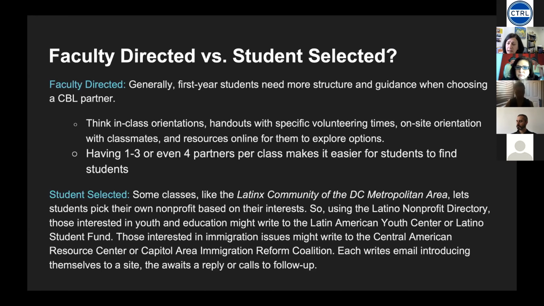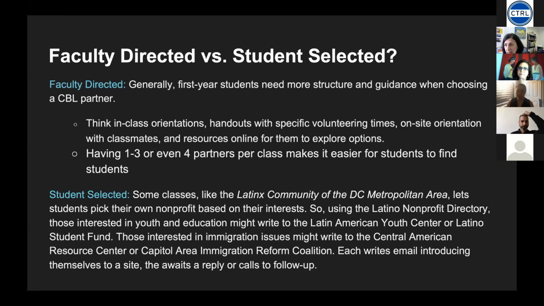So I ask them to write to a few, and then often the site will want to see their resume or talk to them in person or via phone. And then they'll select a site, and then they'll have to hand in a form to me that says, this is the site I'm going to be at. This is my contact person. This is their email. This is their phone. And kind of vaguely, this is what I'm going to be expected to do. So I give them a certain date by which they need to say, this is what my community-based learning site will be.